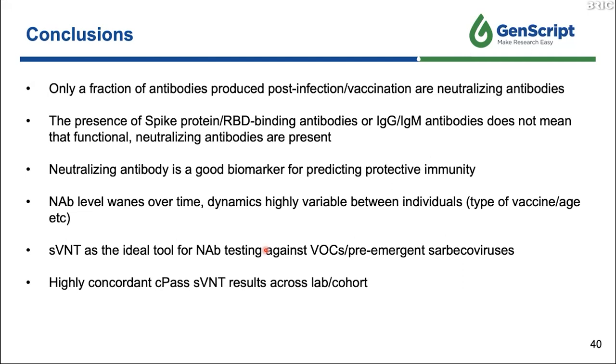Next, SVNT, as I showed earlier, can be the ideal tool for neutralizing antibody testing against pre-emergent subclinical viruses, for which the live virus is not available to perform the traditional type of assays. And also we have observed highly concordant cPass SVNT results across different labs and also across different regions.